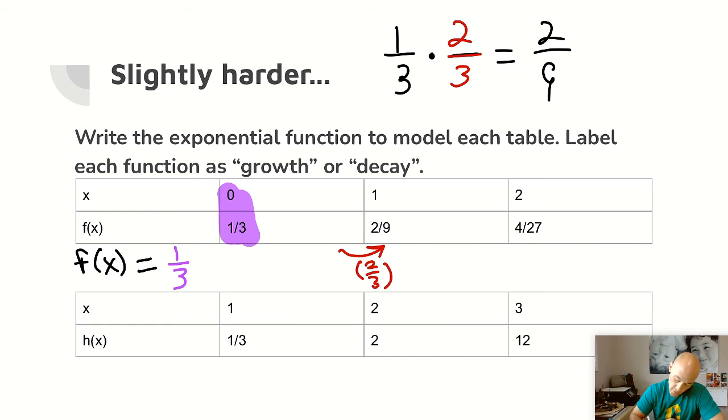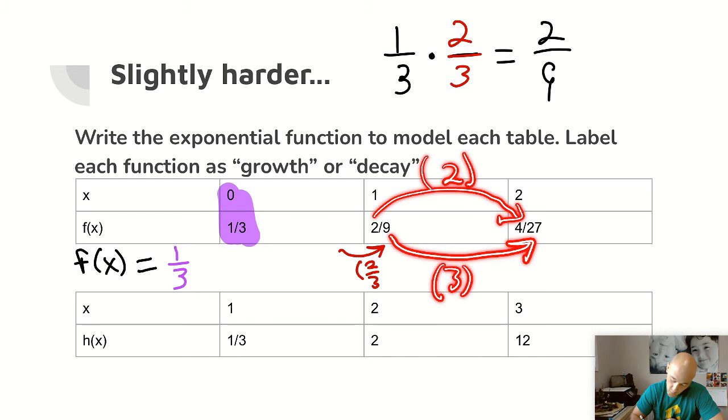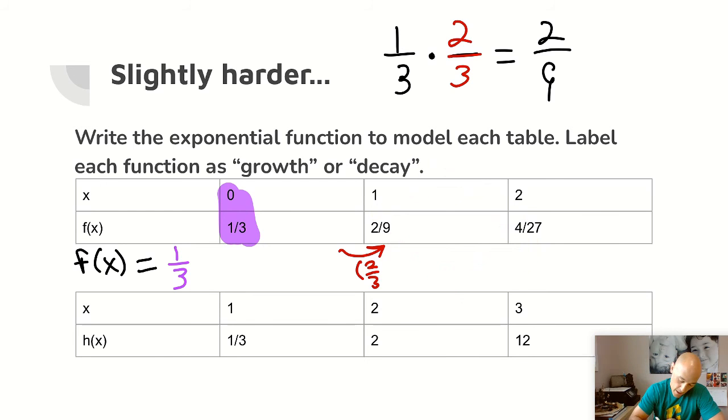Well, let's see if that's true here as well. Well, is 2 times the 2? Let's see, let me do that again. 2 times 2, is that 4? Yes. 9 times 3, is that 27? Yes. So that same pattern of multiply by 2/3 is maintained. So here we have 2/3 to the x power.